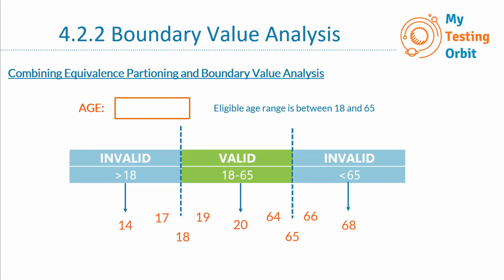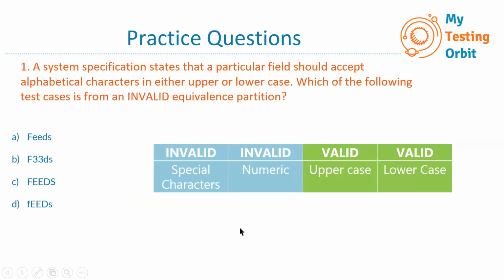So the ideal approach will be to use two-value boundaries with equivalence partitioning, and that would be highly effective. Here, if we just discard these values and use just these, that would be sufficient. That will do the job, and that should be fine.